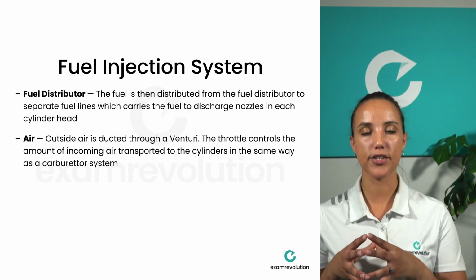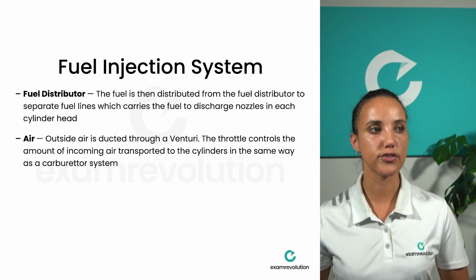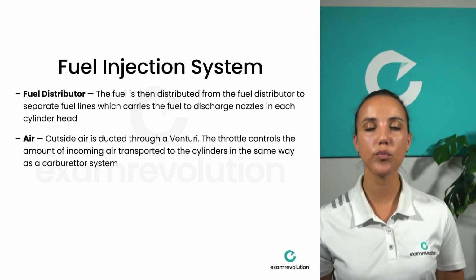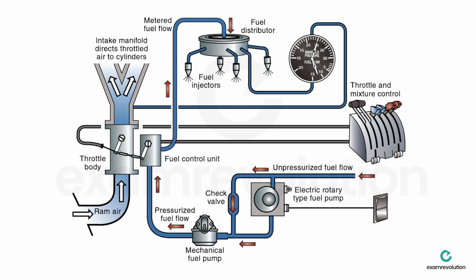Now outside air is ducted through a venturi, and the throttle controls the amount of incoming air transported to the cylinders in the same way as a carburetor system. So that throttle will open or close a valve which also controls the amount of air going into the cylinders as well.